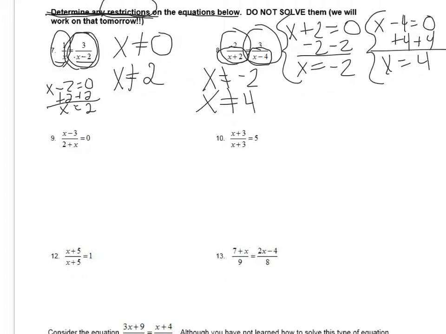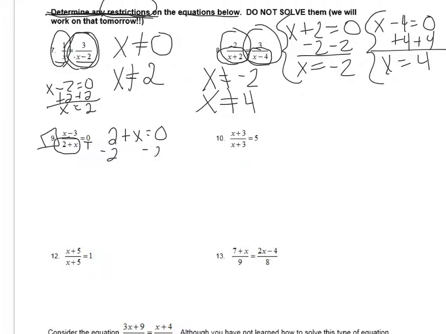All right, in number 9, don't worry about the fact that there's a variable in the top because we don't care about the top when we're dealing with undefined fractions. We only care about the bottom. The bottom on the right side is 1 because 0 is the same as 0 over 1. So like our example where there was a 7 in the bottom, there are no restrictions on the right side of the equation. But on the left side of the equation, we have the denominator 2 plus x equals 0.